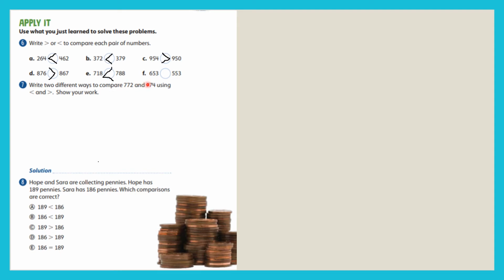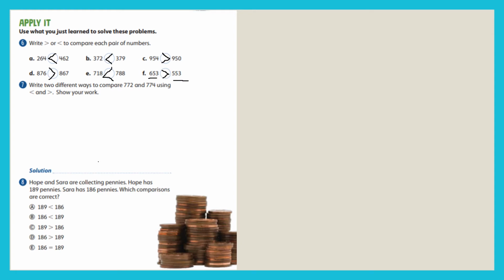Let's look at the next one, 653 and 553. Compare my hundreds. 600, 500. Oh, I know that 600 is greater than 500. So I can read this as 653 is greater than 553. All right, let's go to the next problem.